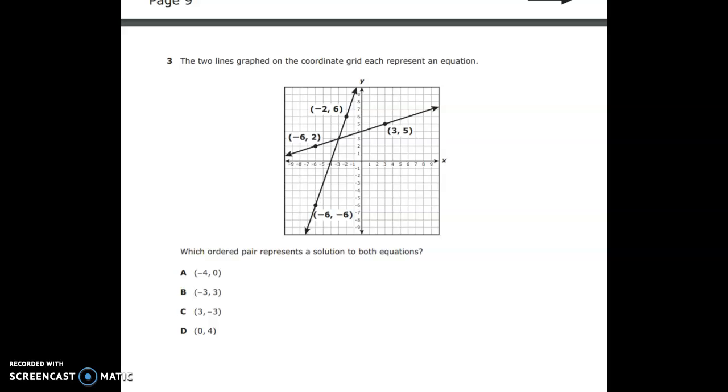Number 3, the two lines graphed on the coordinate grid each represent an equation. Which ordered pair represents a solution to both equations? (-4, 0), (-3, 3), (3, -3), (0, 4).